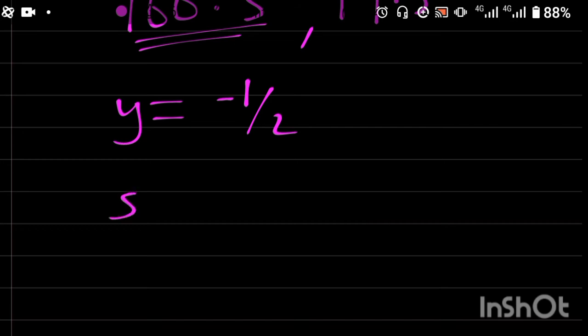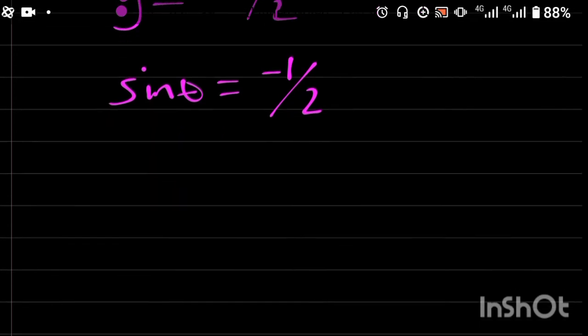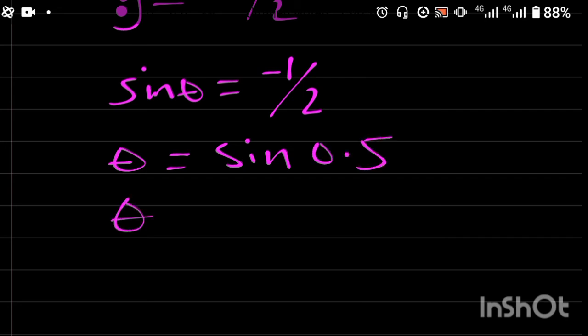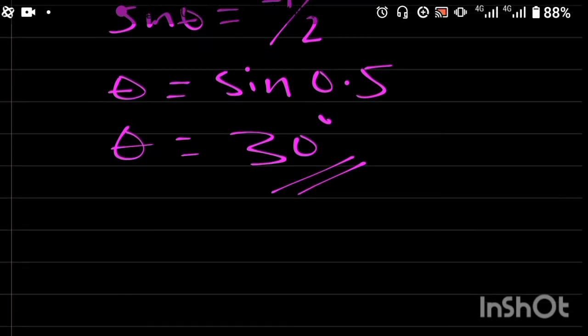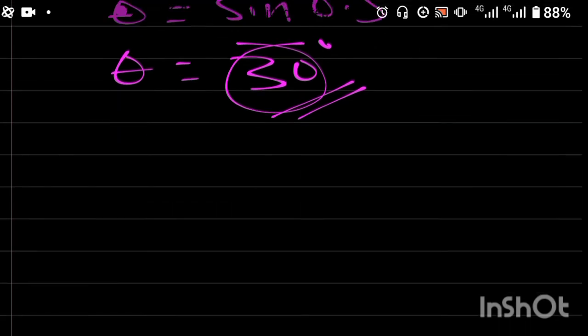Therefore, it means sine theta is equal to minus 1/2. Let's first ignore the minus sign and evaluate theta is equal to sine inverse of 0.5. 1/2 is 0.5. Therefore, theta is equal to 30 degrees. That's when we have a 0.5. But the answer we got is negative. That means this 30 degrees is not our answer, because sine 30 will not give us a negative answer.